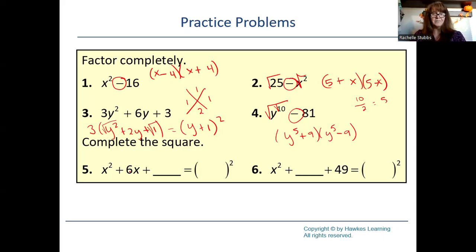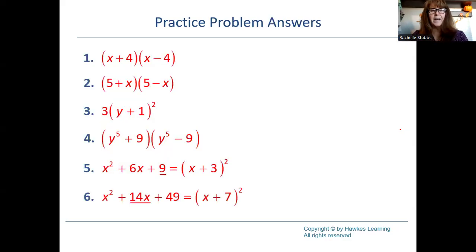And finally, we're going to complete the square. What is half of 6? It's 3. So I'm going to put that here and x here. And what is 3 squared? It's 9. So now we're going to do the reverse. What is the square root of 49? It's 7. And we're going to times that by how many? By 2. So that's 14. And so we have x plus 7 squared. And that is our solutions and our answers for that.